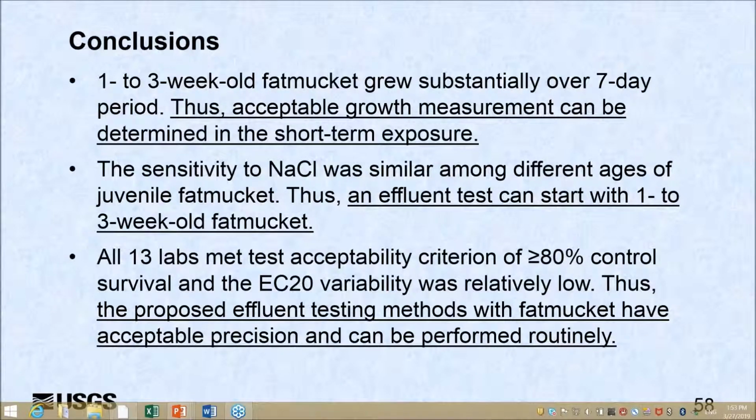And I think the important part is that we've made some really good progress. We're getting closer to being able to have a standardized protocol, so that if everyone was going to start testing these, they would be able to do it the same, as close as we can, to the same way as we do for the other species.